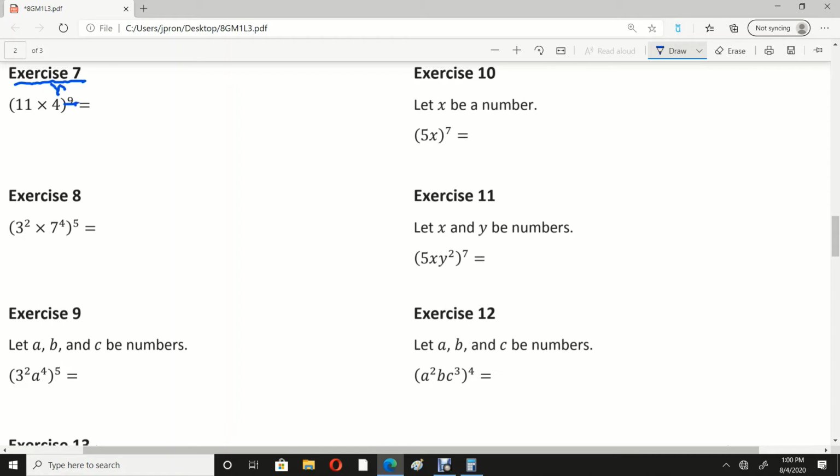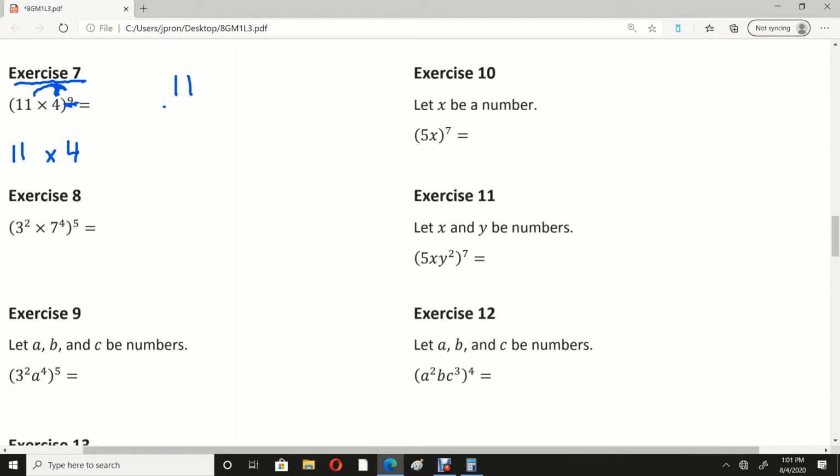Remember from last year and last class, we used the distributive property to distribute the exponent on the outside into the exponents on the inside. So we're going to have 11 times 4. Now, we talked about this in lesson 2. 11 itself has an exponent, right? What is the exponent over the 11? Very good. The exponent is an implied 1.